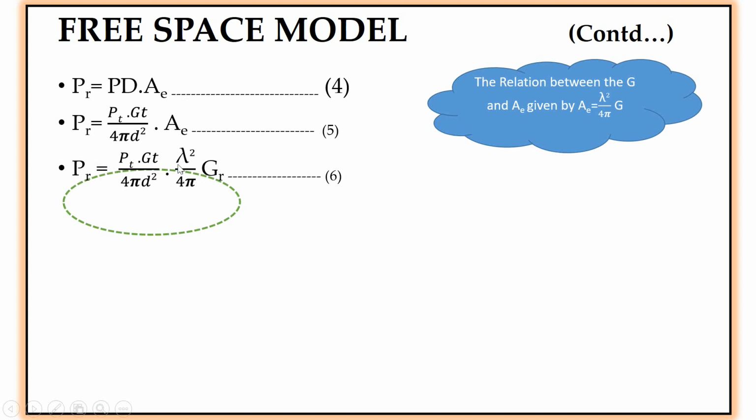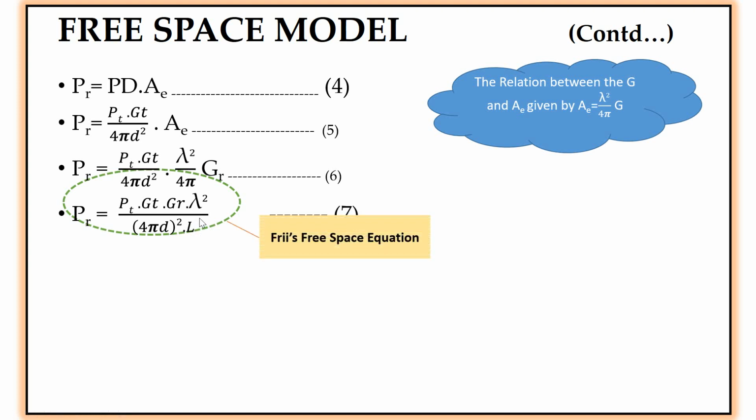I'm going to rewrite this equation. If I rewrite it, what becomes? The received power is equal to transmitted power into gain of the transmitting antenna into the gain of the receiving antenna into lambda square divided by 4 pi d squared into L. This L stands for the losses occurring. So this equation is called the free space equation.